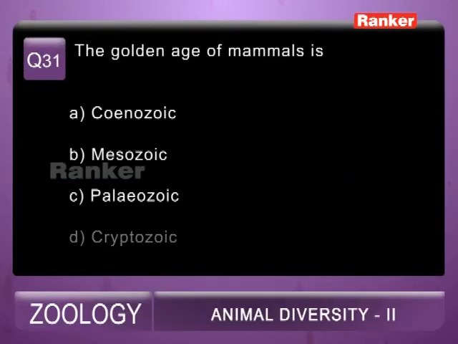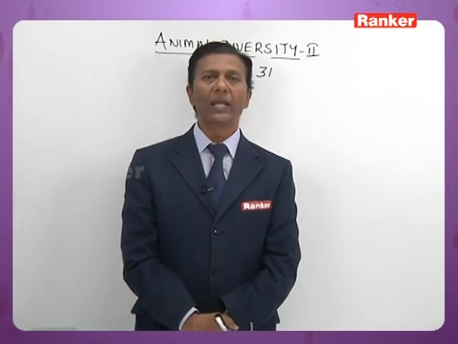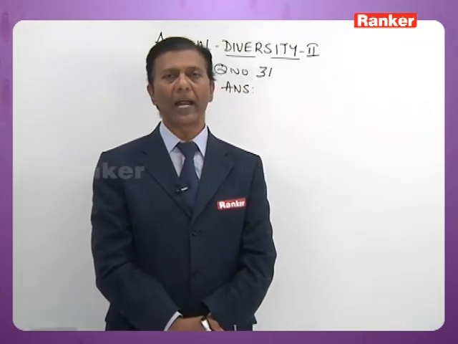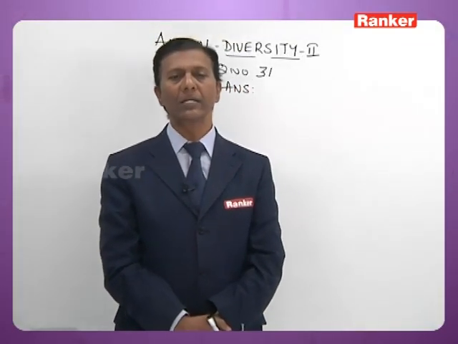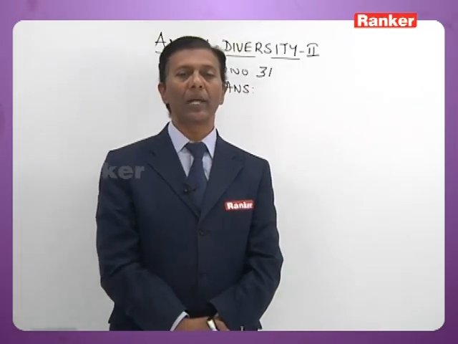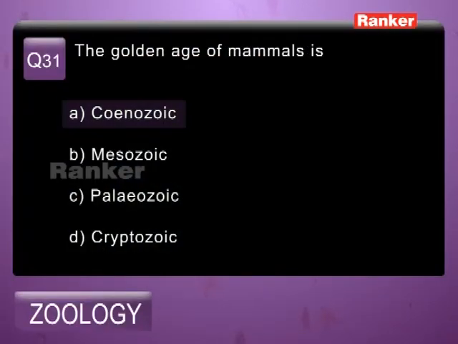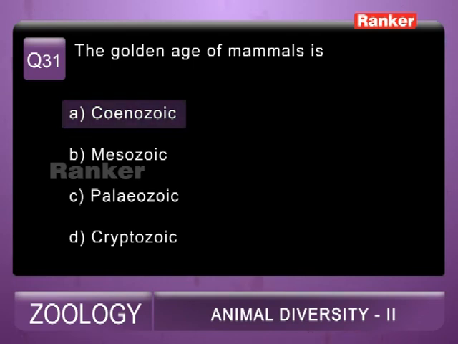31st question. The golden age of mammals is A, Cenozoic, B, Mesozoic, C, Paleozoic, D, Cryptozoic. Golden age of mammals is Cenozoic. They evolved in Triassic period, but golden age of mammals is Cenozoic, and Mesozoic is the golden age of reptiles. So Cenozoic is the correct answer for 31st question. A is the correct answer.